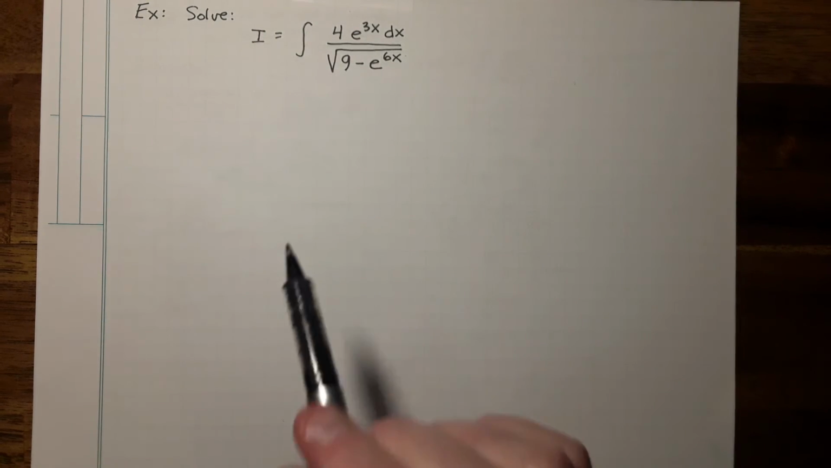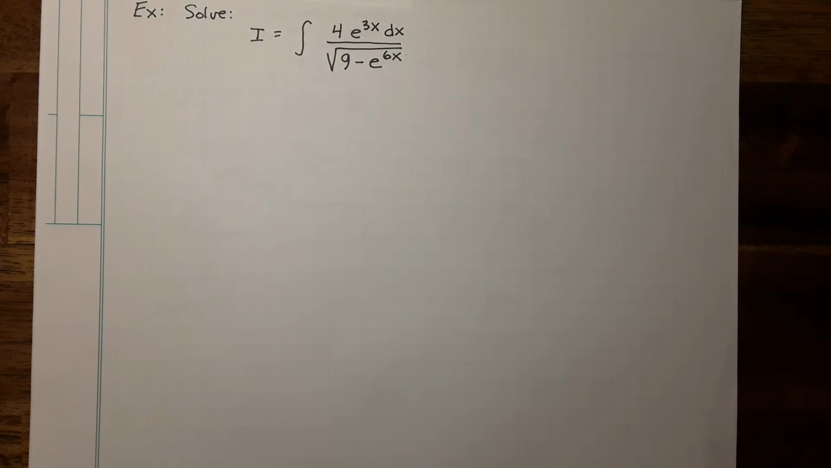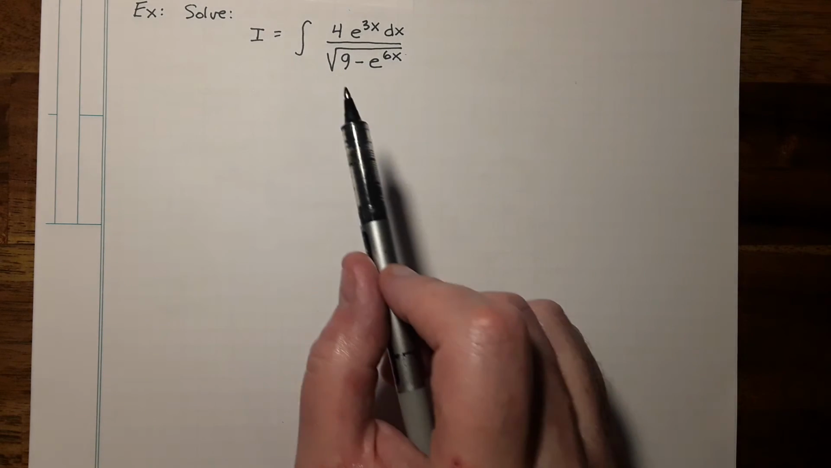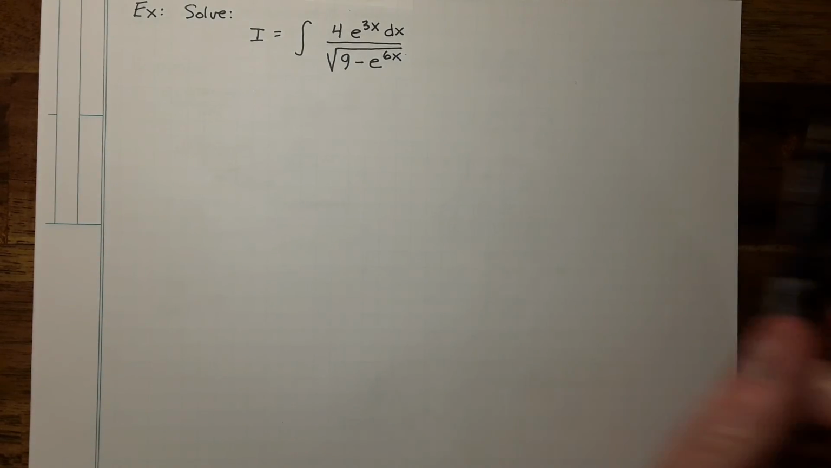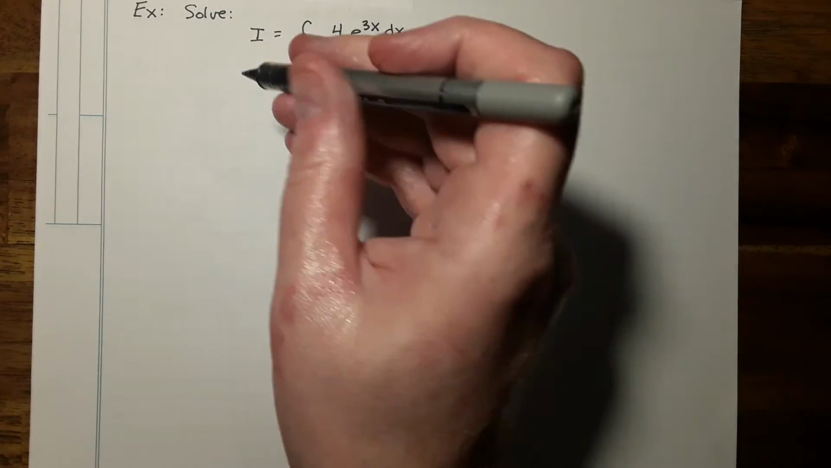Could this possibly lead to inverse sine? All we have to do is check. Do I see a square root on the denominator? Yes. Do I see a difference of squares? Maybe if I rewrite this into square form, I might see something. And is the number first? Yes. So let's check this.